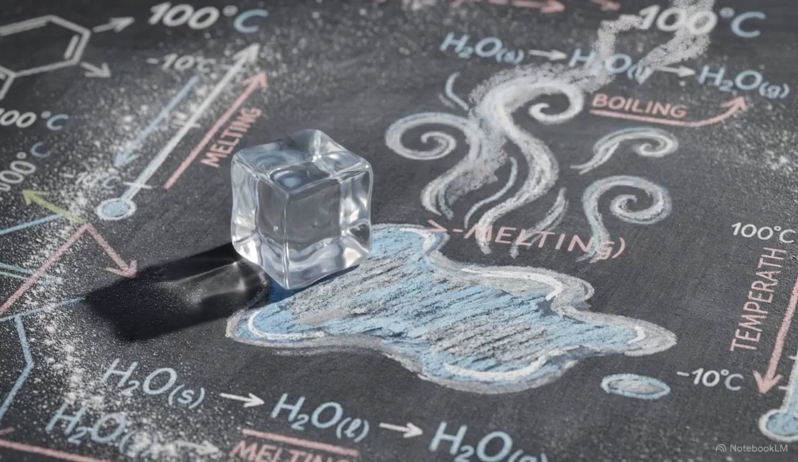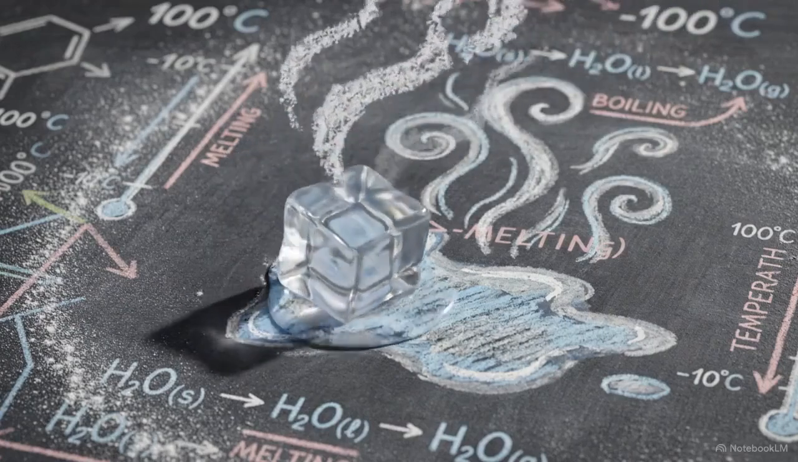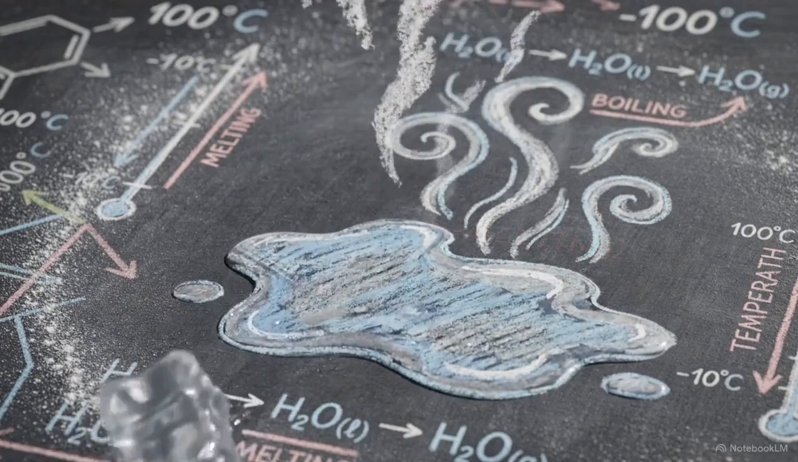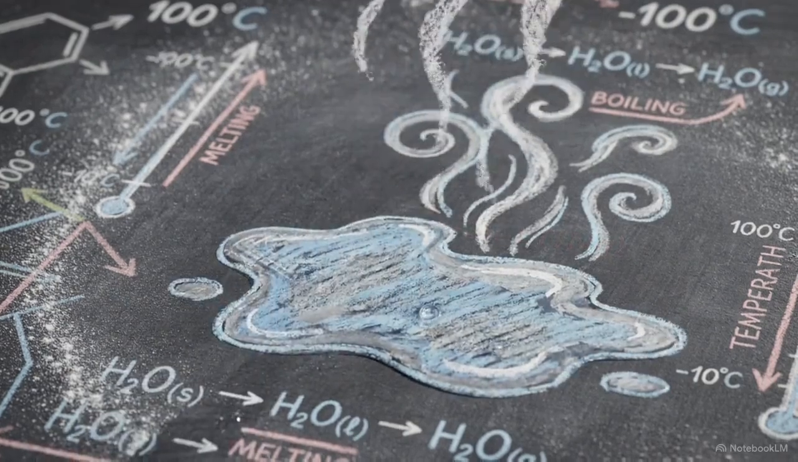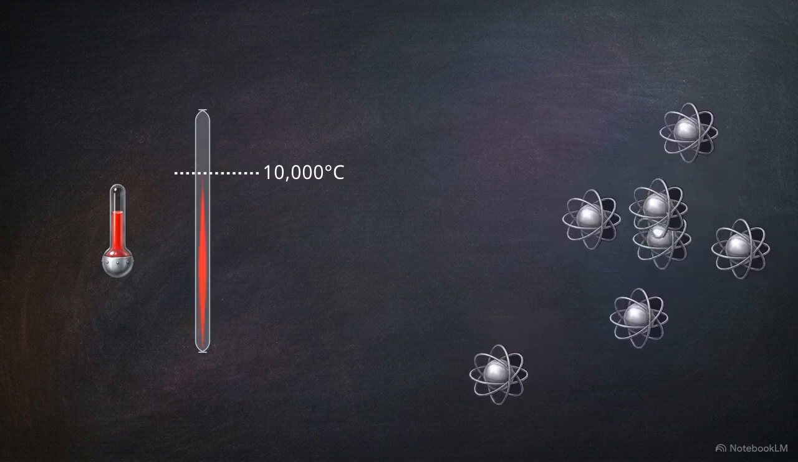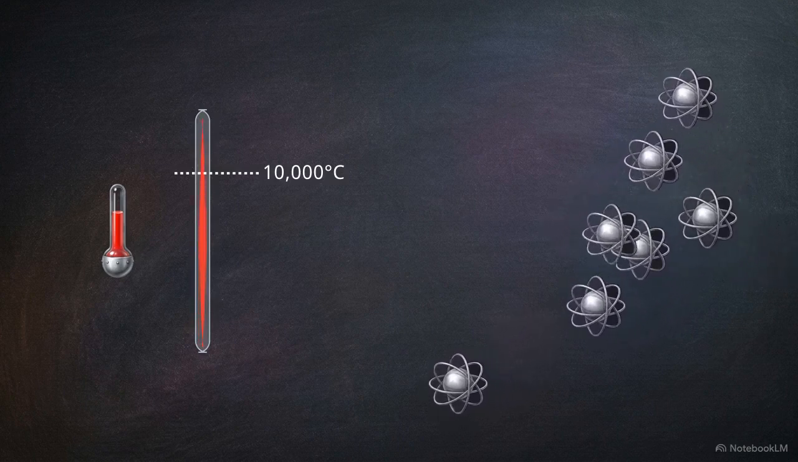You're already familiar with the basic states of matter. Ice melts to water, and water boils to steam. It's a predictable progression as you add heat. But if you keep heating that steam past 10,000 degrees Celsius, you trigger a fourth phase transition.